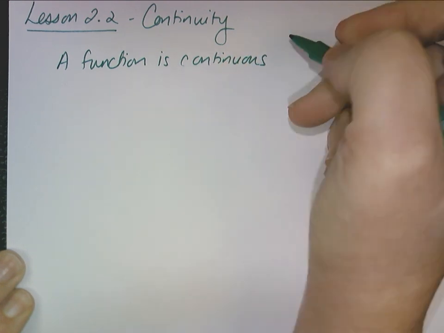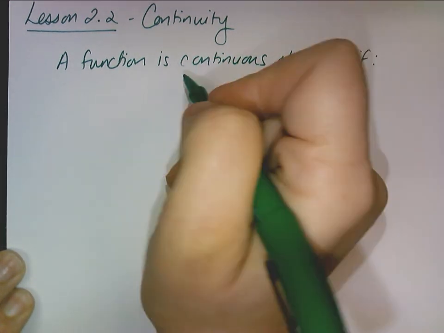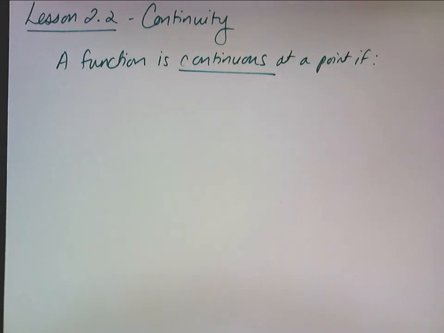Look at this, writing notes again. I know. A function is continuous at a point if the following three conditions are true. We did this last year. We did this last semester. There have to be 3 points that are true.